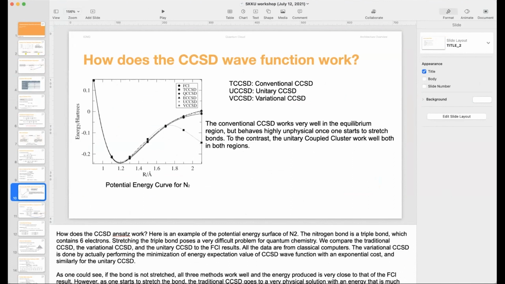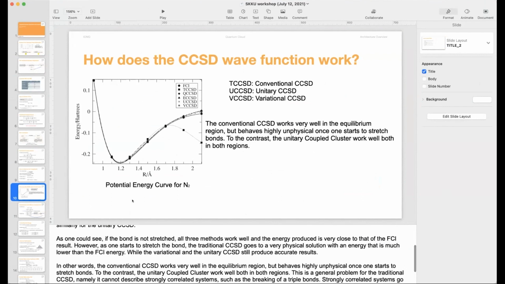All the data here are from classical computers. The variational coupled cluster, the variational CCSD, is done by actually performing the minimization of the energy expectation value of the CCSD wave function with exponential cost. And similarly for the unitary coupled cluster, since the system is small, we can afford that calculation with a classical computer.